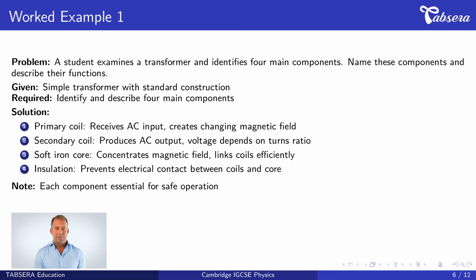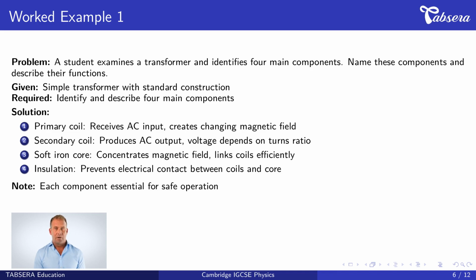Let's work through our first example. The problem states, a student examines a transformer and identifies 4 main components. Name these components and describe their functions. We are given a simple transformer with standard construction. We need to identify and describe 4 main components.